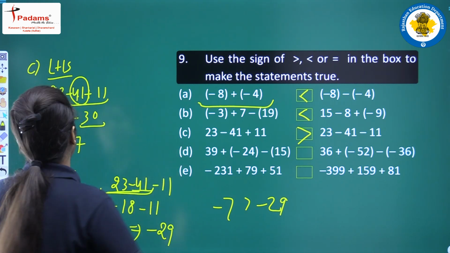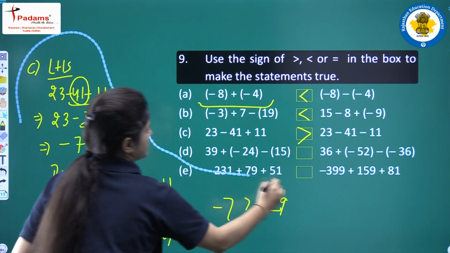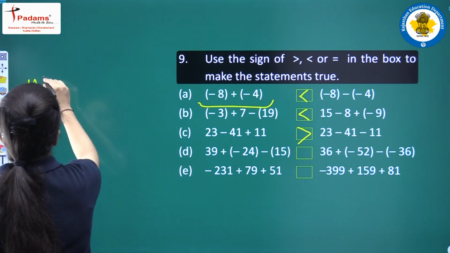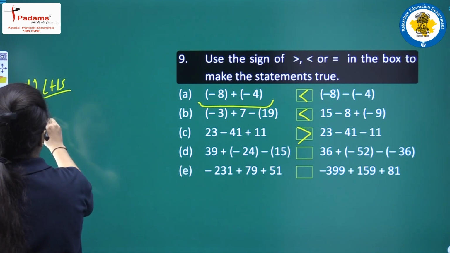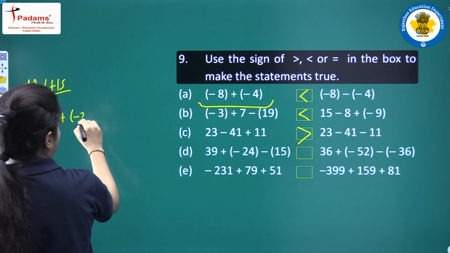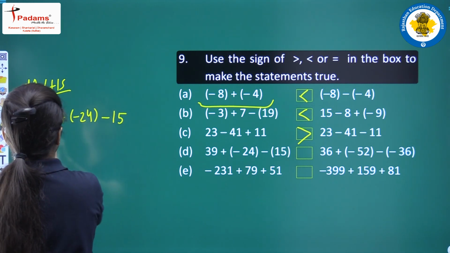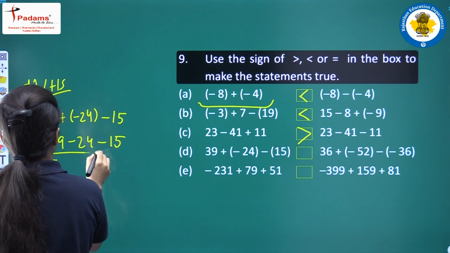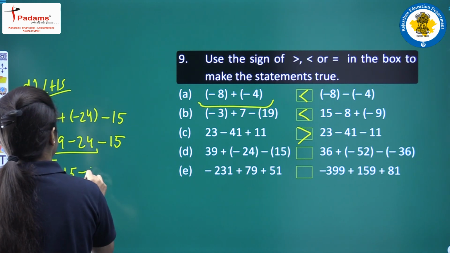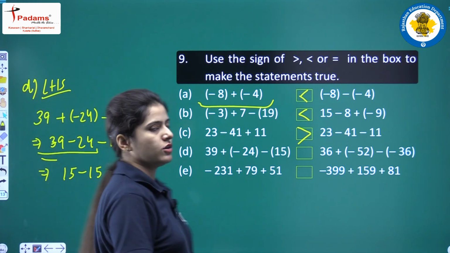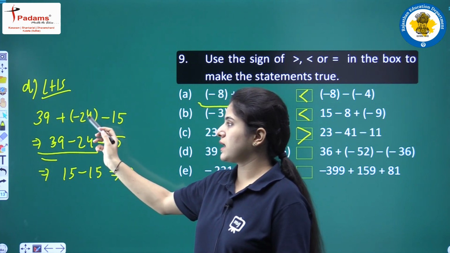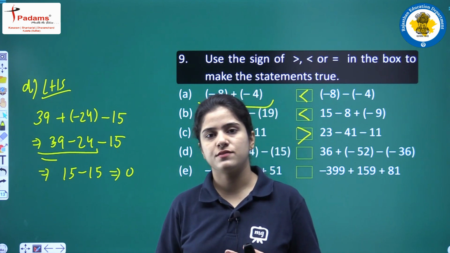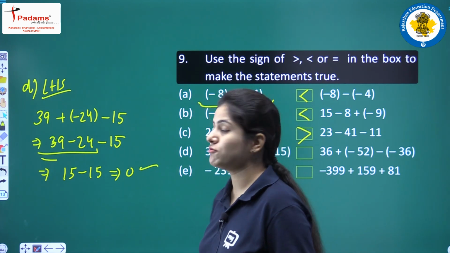So let's move to the D part. Left hand side is 39 plus minus 24 minus 15, which is equal to 39 minus 24 minus 15. This is equal to 15 minus 15, which is equal to 0. Have a look. 39 plus minus 24 is 39 minus 24, that is 15, and 15 minus 15 is equal to 0. So this is the solution of the left hand side.